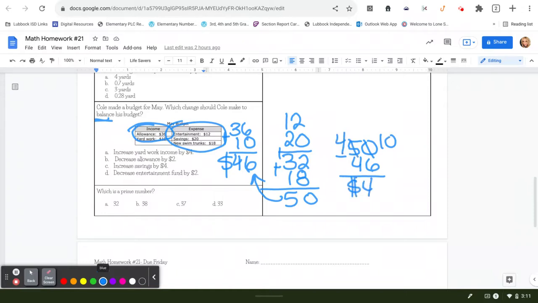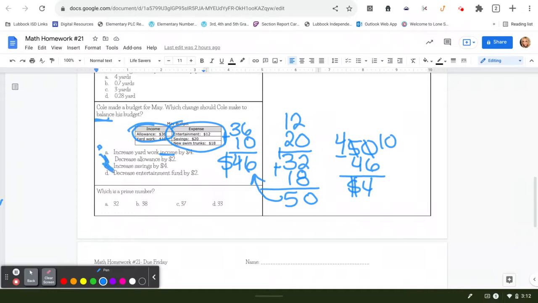Okay, so let's look at our answer choices and see what's most reasonable. Increase his yard work income by $4? That's a maybe. Earn more money, $4 more? Yes, that's a maybe. Decrease his allowance by $2. Does it make sense to make less money when he needs $4 more? No. Increase his savings by $4. Does that make sense? No.